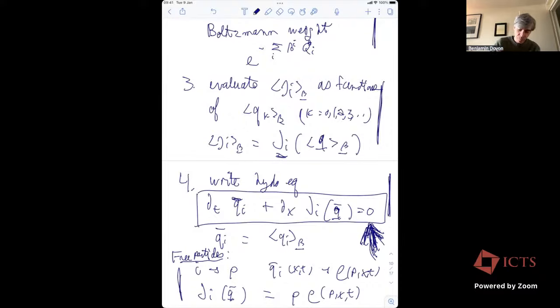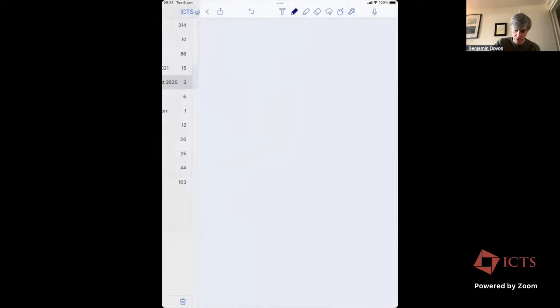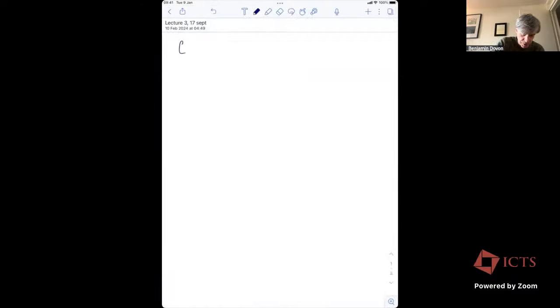Okay. So now, what I want to do in the first bit of this lecture is explain point 3: evaluate the current in this maximum entropy state. Okay. So I go to my lecture 3. And this is about currents in maximal entropy states. Let me call them MES.